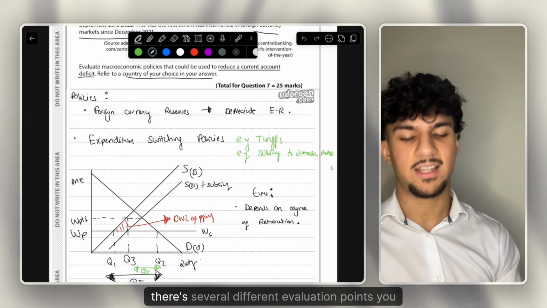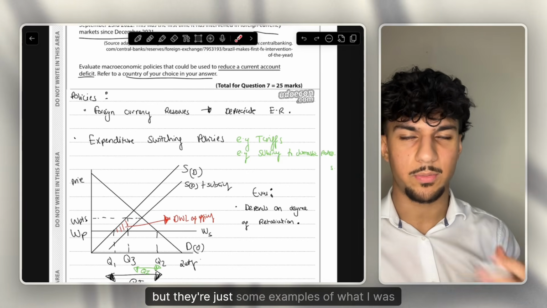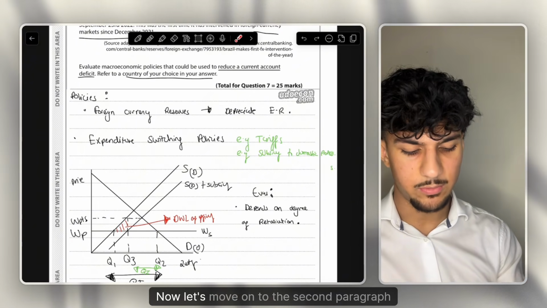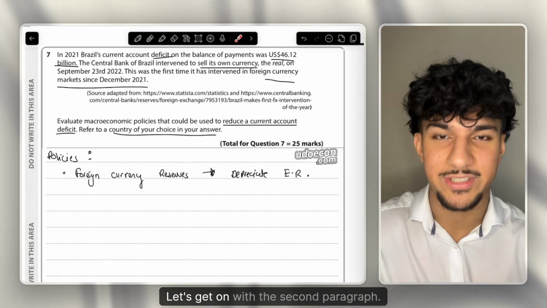Now, like I always say, there's several different evaluation points you can go into depth with and pick up top marks for, but they're just some examples of what I was thinking. Now, let's move on to the second paragraph and construct that A-star chain of analysis for this one. Let's get on with the second paragraph.